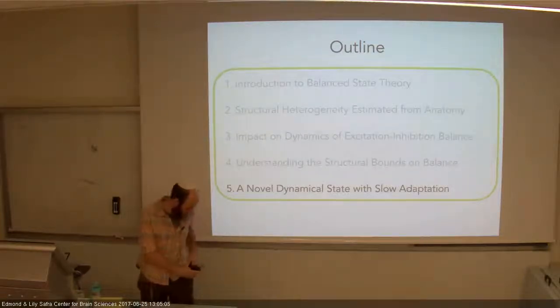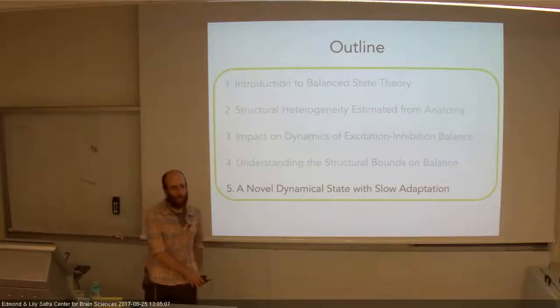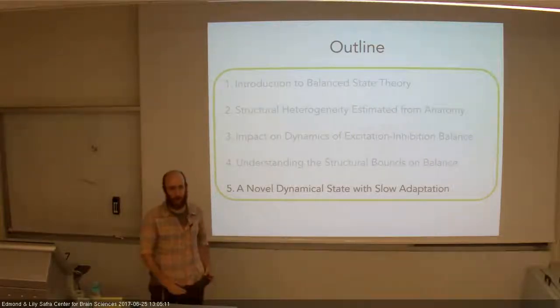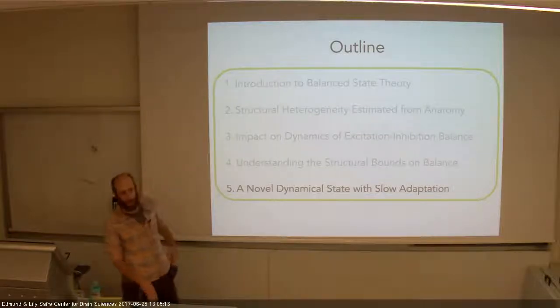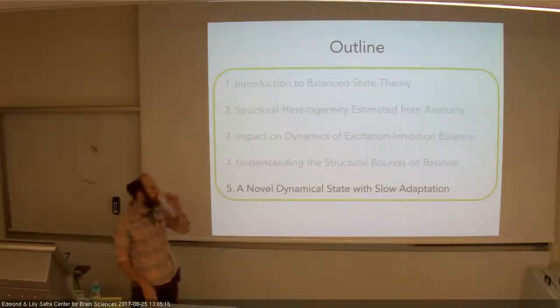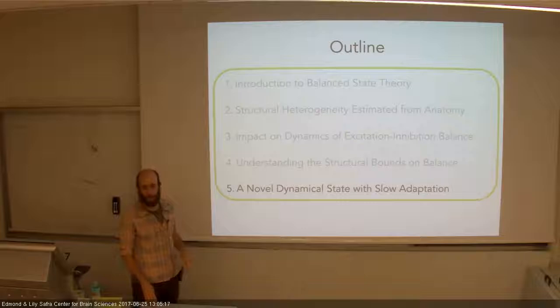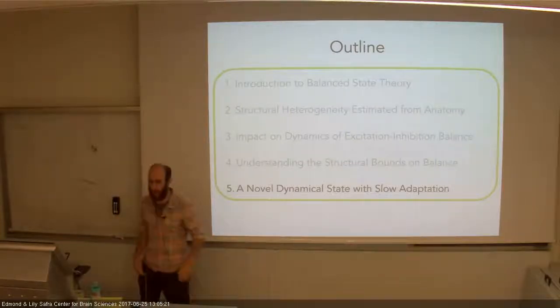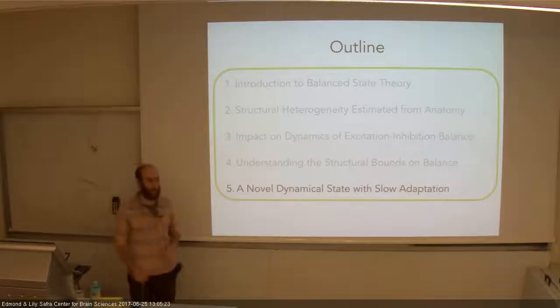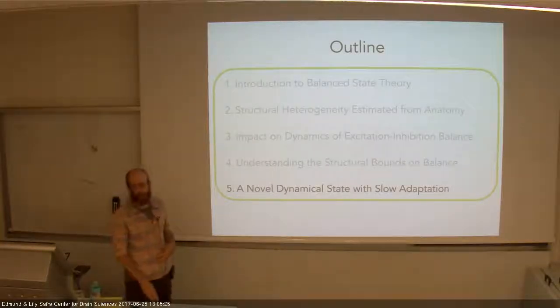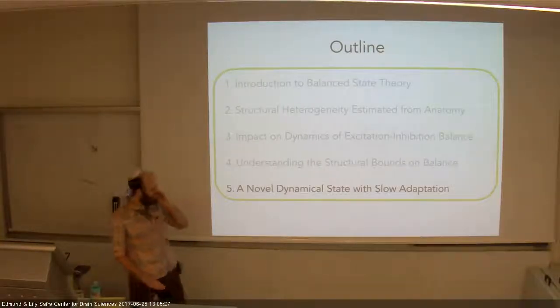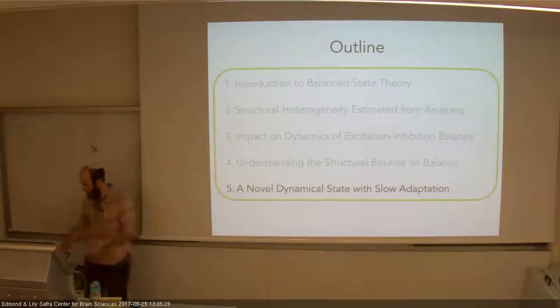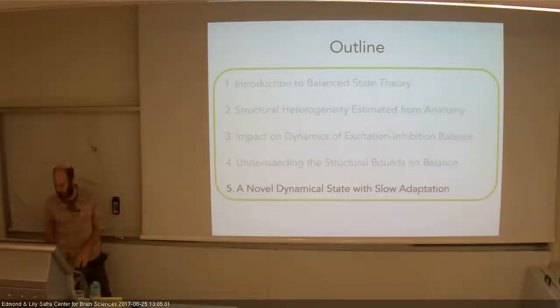Okay, so let's continue. We've introduced and understood the problem, that structural heterogeneity in terms of the number of inputs across a population within a network can prevent excitation-inhibition balance and lead to a state where only a small fraction of neurons are active at very high rates and with regular firing properties. And now we're going to introduce a potential solution to this problem.